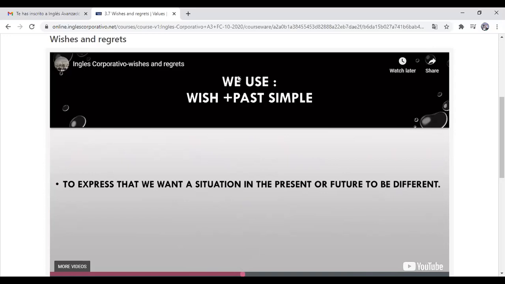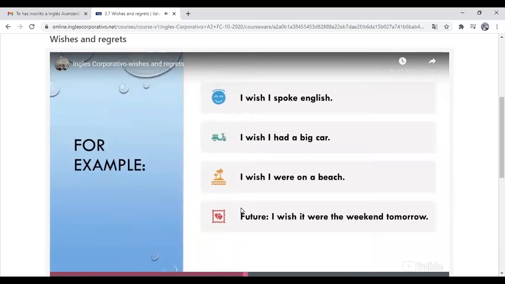So once again, you use wish plus the simple past to talk about a situation in the future or in the present, and you wish that this situation would happen, right? Me gustaría que no vivieras en Honduras, for example. How would you say that? I wish you didn't live in Honduras. Exactly, very good. Example, I wish I spoke English.